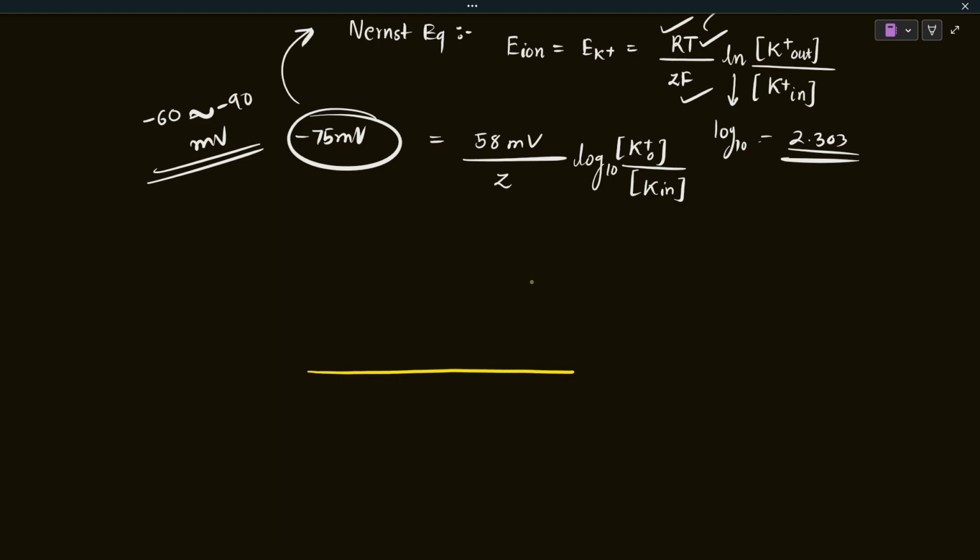So usually the rest scenario is something like this. This is the plasma membrane of a nerve cell, and this is the extracellular matrix, while this is the cytosolic part.